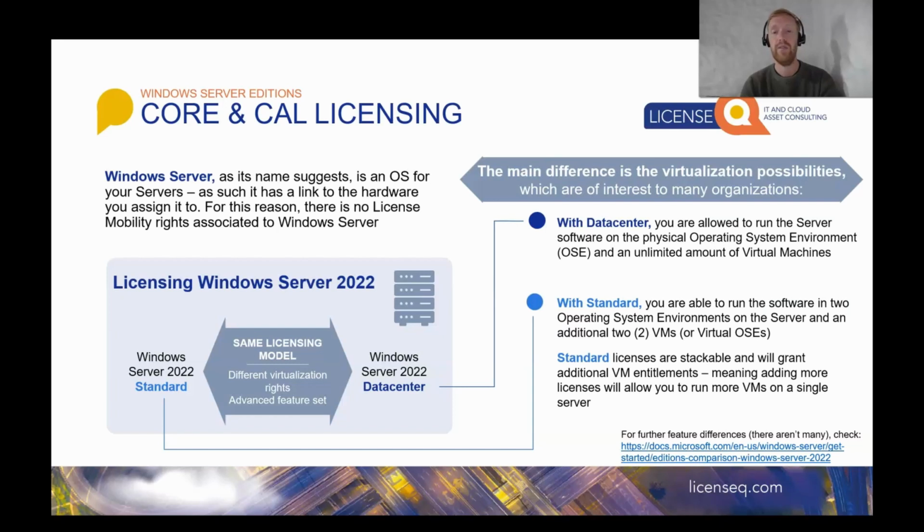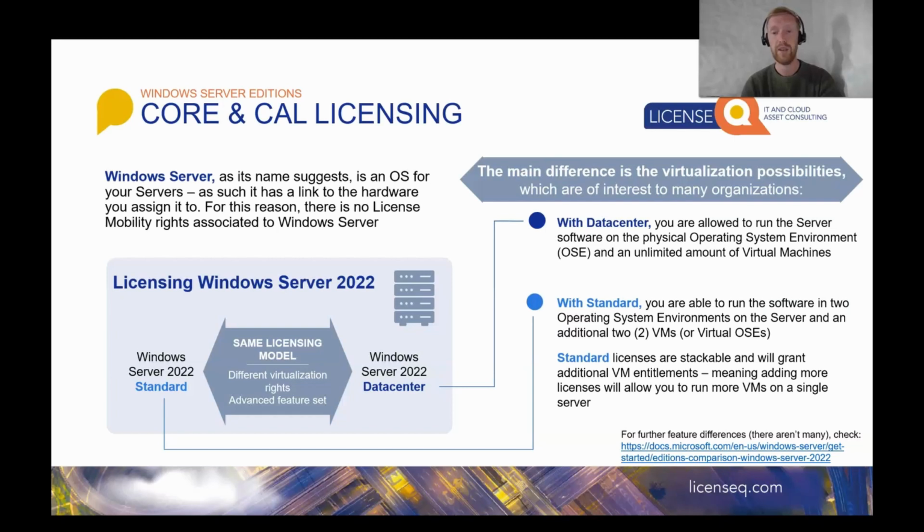Now, this should be caveated by the next point, which is that Standard licenses are stackable and will grant additional VM entitlements. So, for instance, if you take that server, which needs to be licensed with 16 cores, you can also spin up 2 virtual machines with a total of 16 cores. But what if you want to spin up 4 virtual machines with 32 cores? Then you can buy an additional 16 cores of Windows Server Standard, assign it to that physical server, and have the option to virtualize even more on that Standard edition machine.